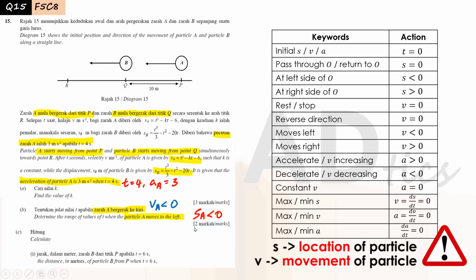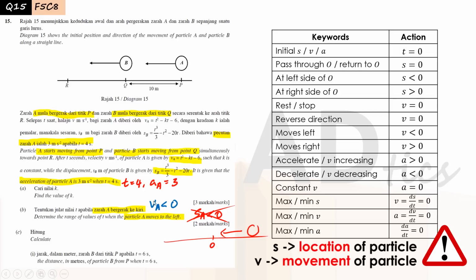Why is it not S? It is because S here, if you see, is at the left side of O. So O is the starting point, which means for particle A, it is at the left side of P. But moves to the left doesn't mean the particle is at the left side, right? Because the particle can move to the left, but it is still at the right side of O, right? For example, something like this. O is here, but the particle is here, and it moves to the left. But as you can see, this particle is still on the right side of O. Okay, so we cannot use S_A less than 0 in this case.